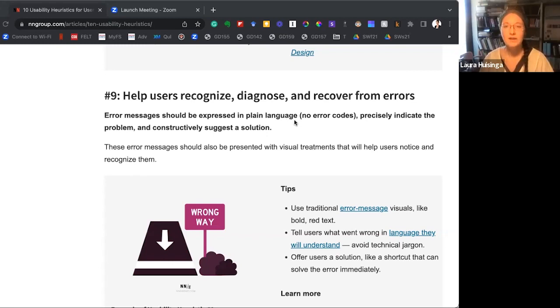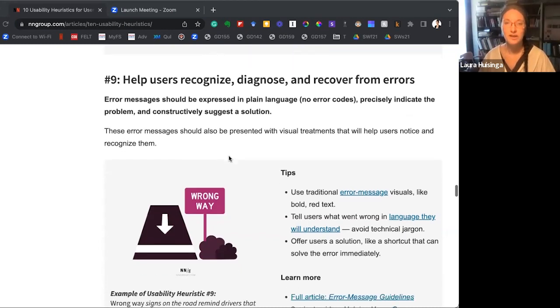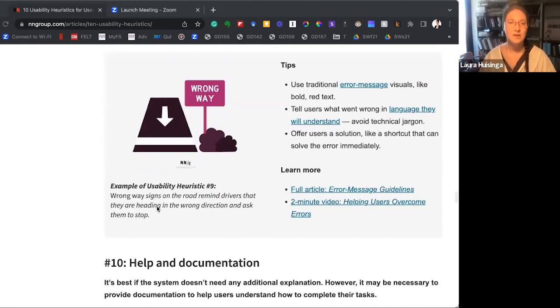If you provide a solution in a constructive way, people can more easily recover from that error. So error messages should be presented with visual treatments that will help users notice and recognize them. So providing that aesthetic. An example is a wrong way sign on the road reminds drivers that they're headed in the wrong direction and asks them to stop, right?